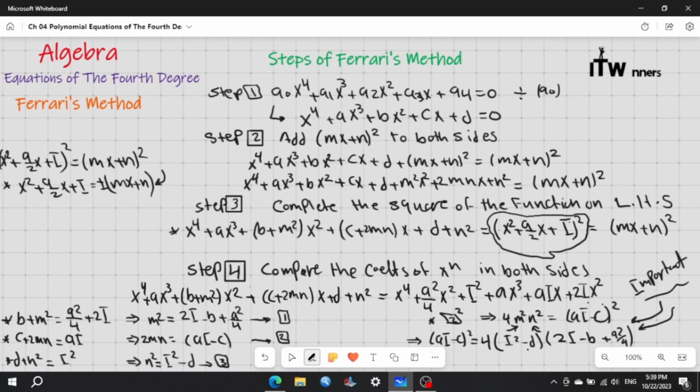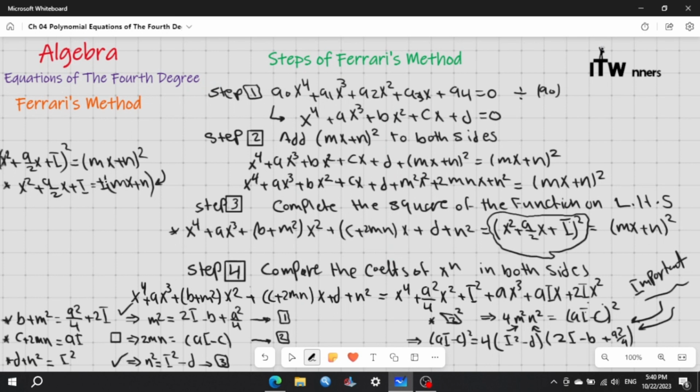Here I have a third degree equation in I. By solving for I and obtaining I, I can back substitute to get m from here, and n from here, and the relation between n and m from here.